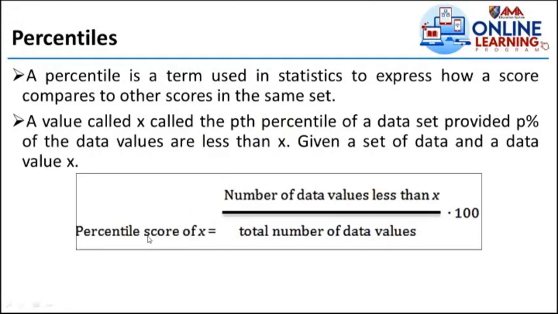Next, we have your percentiles. A percentile is a term used in statistics to express how a score compares to other scores in the same set. A value called X is the Pth percentile of a data set provided P% of the data values are less than X. Given a set of data and a data value of X, the percentile score of X is equal to the number of data values less than X divided by the total number of data values, multiplied by 100.